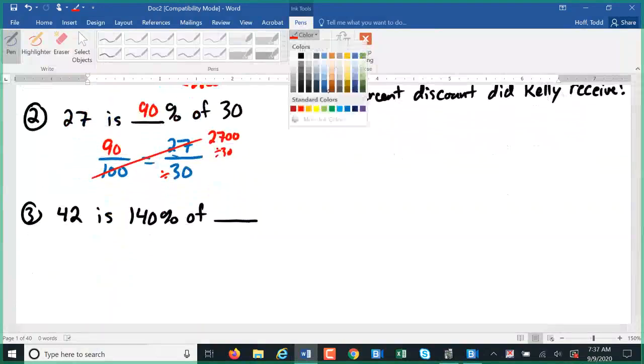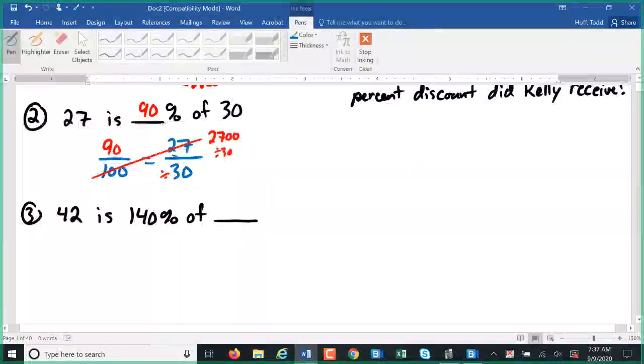And the third one, blank is 140%, or 42 is 140% of blank. Well, 140% is 140 over 100, as always. We see that that percent is bigger than 100, so it tells us the portion here is going to be bigger than the whole thing. 42 is 140, implies the 42 goes on top, and our missing number is on bottom.